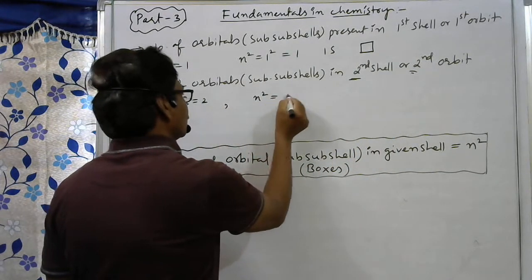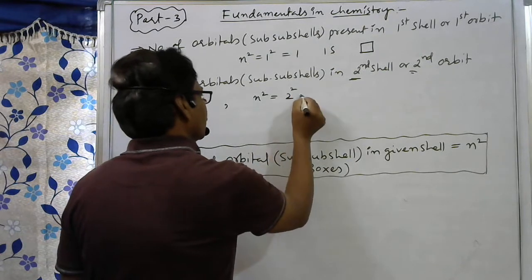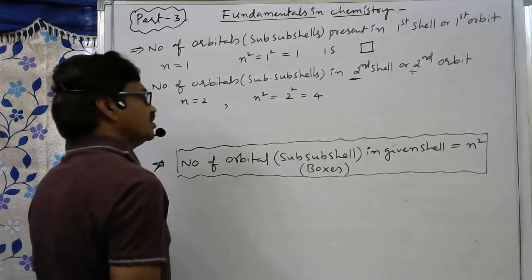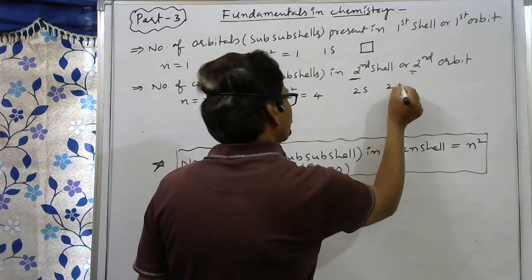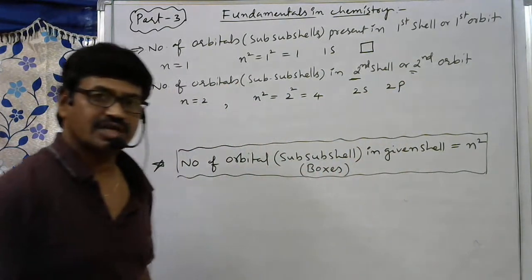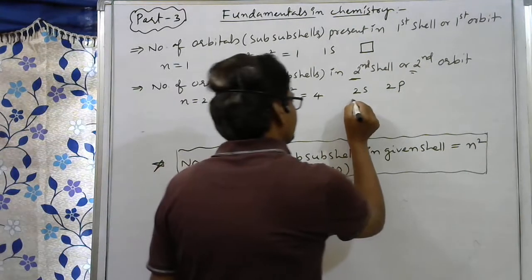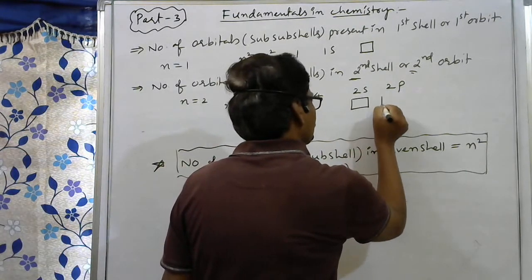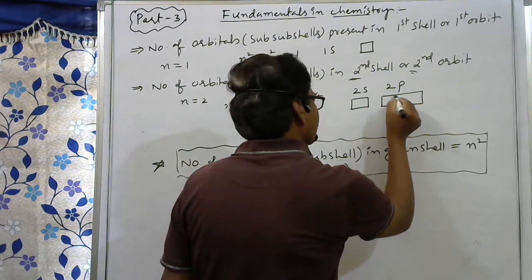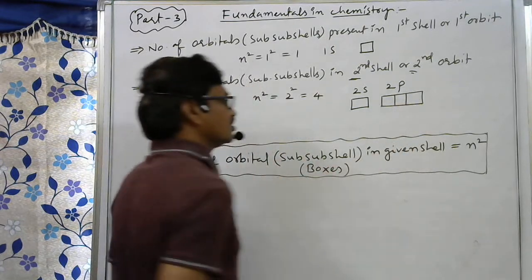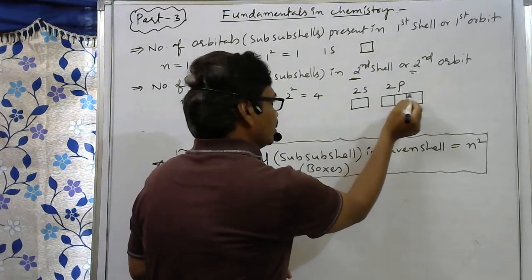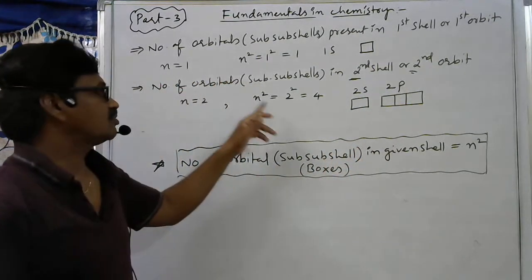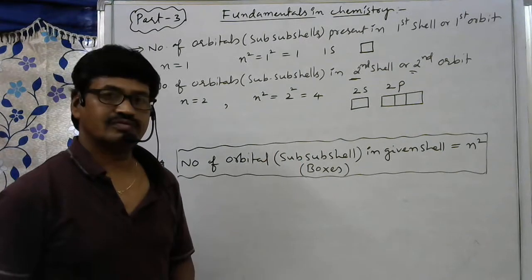So n square equal to how much? 2 square. 2 square is nothing but 4. Means here in this second shell, 2s orbital and 2p orbital. 2s means one box, and 2p orbital we can divide into 3 boxes. So how many in total? 4. Here 1, 2, 3, 4. Total number of subshells in the second shell is equal to 4.